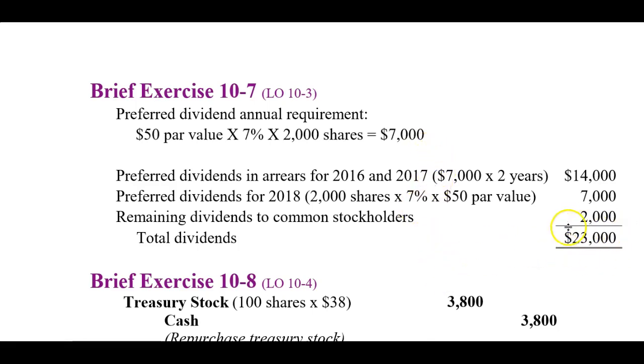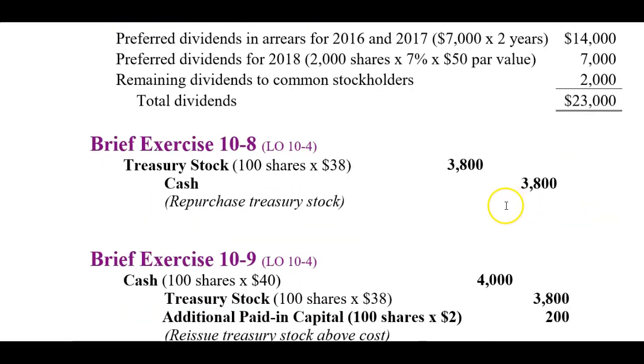So if we have $23,000 total in dividends for 2018, we first catch up for 2 years of missed dividends, 2016 and 2017, so 2 years, $14,000. Then we pay to the preferred stockholders the current year's dividends, 2018, for 1 year. And then the rest of it, $2,000, goes to the common stockholders. The $2,000 is found by taking the total of 23 minus these two numbers that you allocate to the preferred stockholders. So 23,000 minus the 14,000 minus the 7,000 equals 2,000.